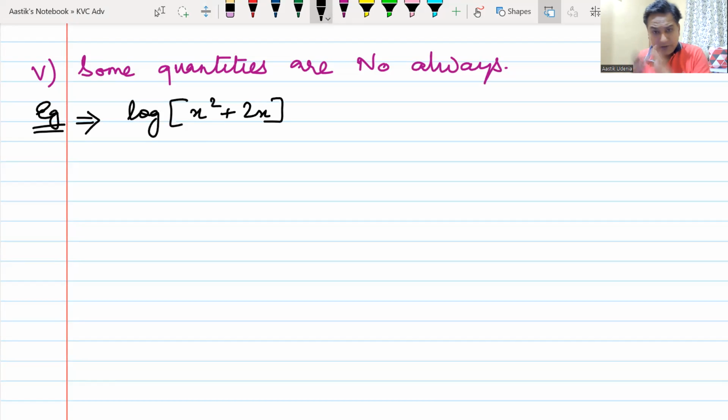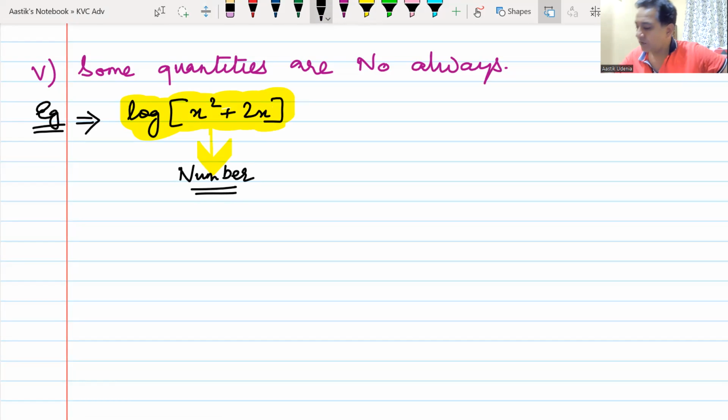Now if you have this quantity ever coming, this is a mathematical expression. If I talk about this entire yellow thing, it is just a number. Do we understand this? Log of anything, you find out the log of anything, that would be a number. Yes or no? Yes, sir.